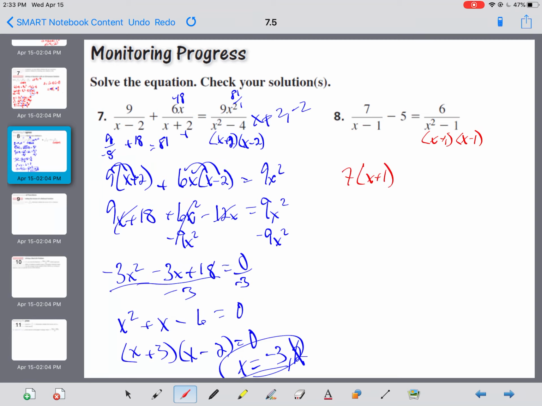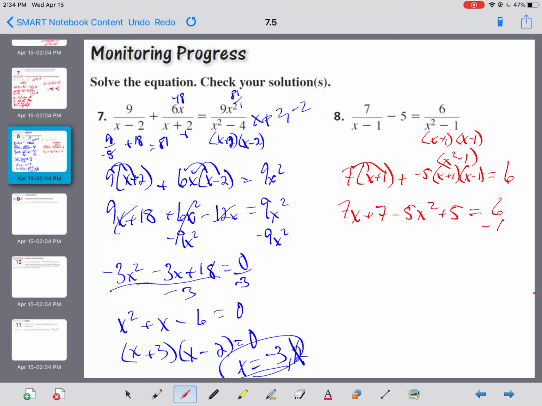Let's try this one. This would be x plus 1 times x minus 1. That one already has an x minus 1, so it becomes 7 times x plus 1 minus... I'm going to do plus -5 times x plus 1 times x minus 1. It gets both since it doesn't have any denominator at all. And then the 6 just stays because it already has both. It doesn't need them. So we got 7x plus 7.